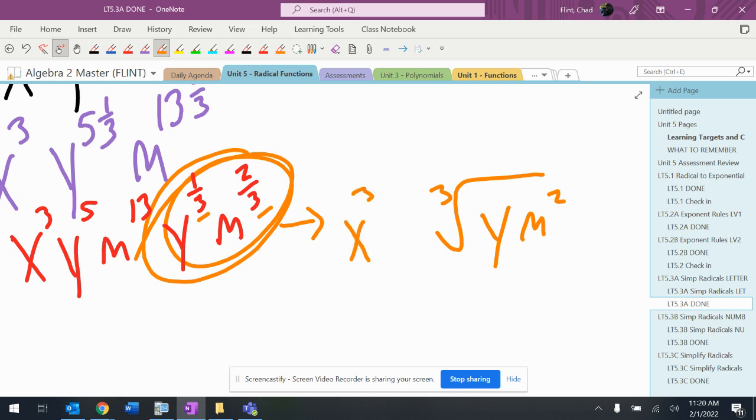And the x to the third, y to the fifth, m to the 13th all lives right there in front of it. Try to make sure that your numbers don't run into the root. Mine's pretty close. Just make sure that we can see what's actually happening in your answer.